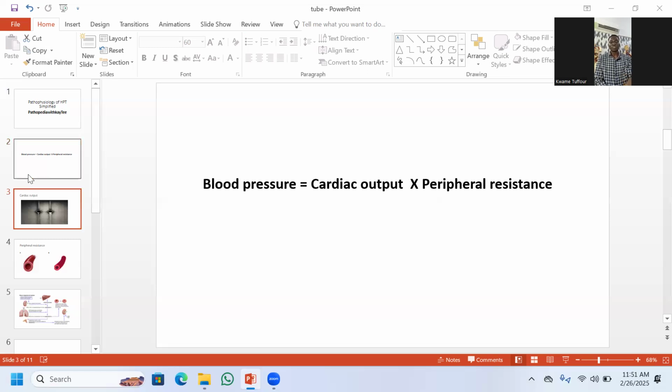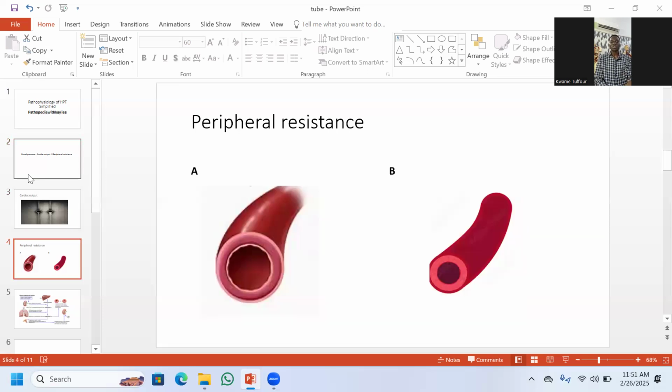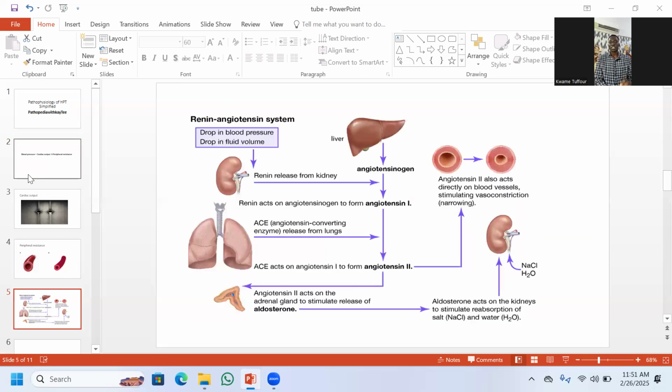Good. So today I want us to look at a very important system that also has an influence on the cardiac output and the peripheral resistance, and for that matter, on the blood pressure. And this system is what we call the renin-angiotensin-aldosterone system.